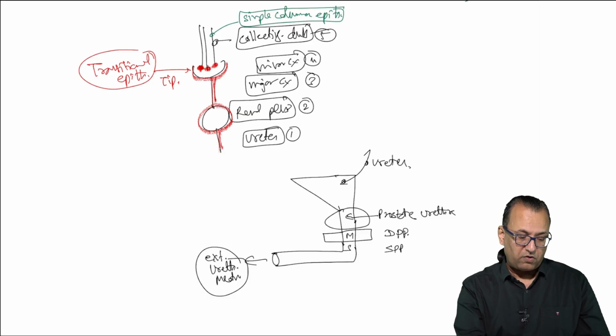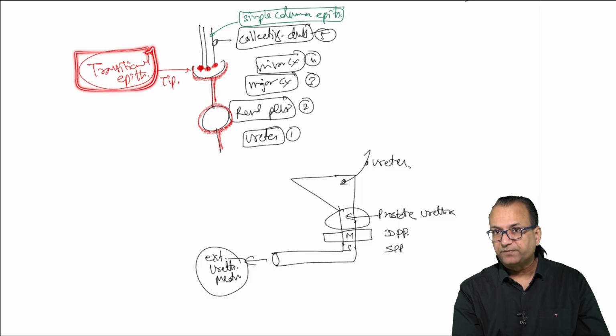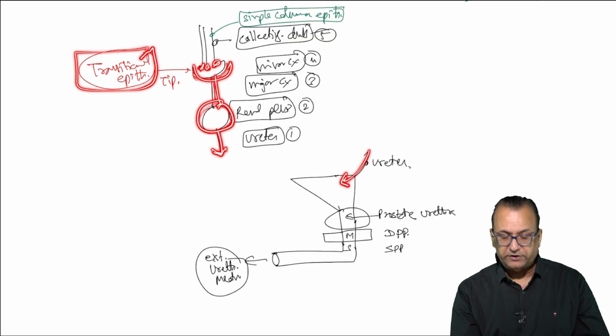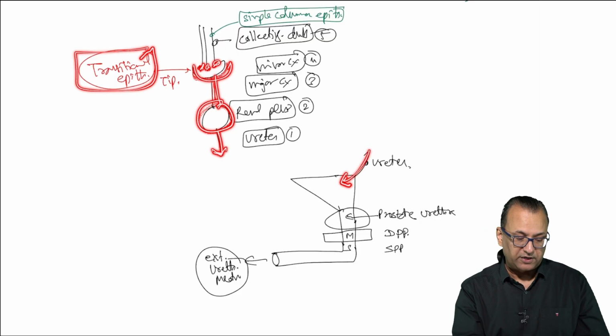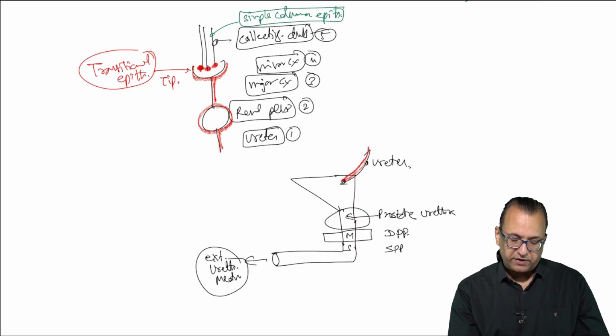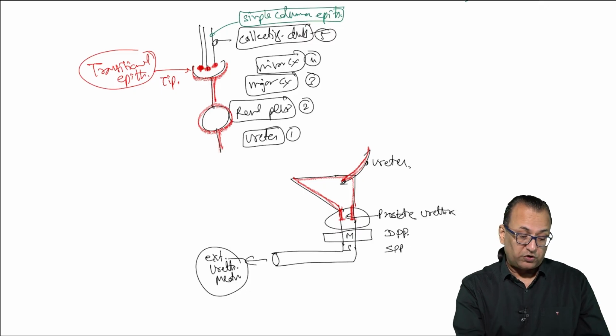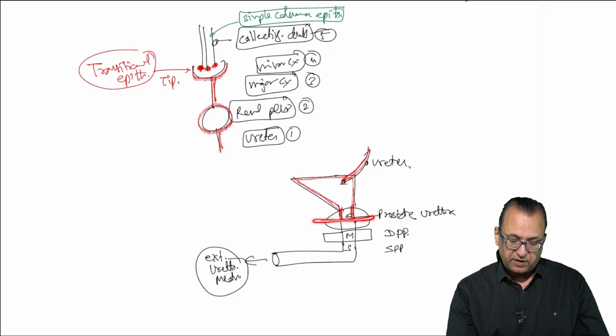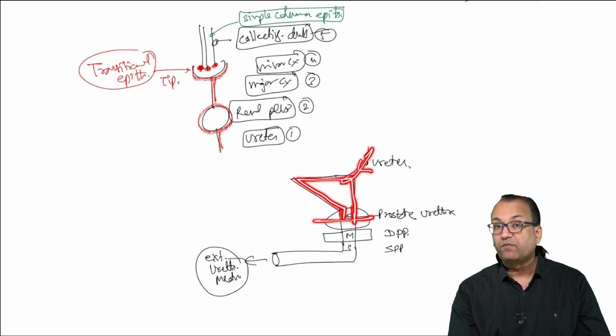So we want to know where all places the transitional epithelium is. It is at the tip of collecting ducts, minor calyx, major calyx, renal pelvis, ureter. So this ureter has come, and it is having transitional epithelium. Now this transitional epithelium is not only in the ureter, it is also in the urinary bladder and till the proximal half of the prostatic urethra. So transitional epithelium is till the proximal half of the prostatic urethra. It is lining the urinary bladder and ureter.